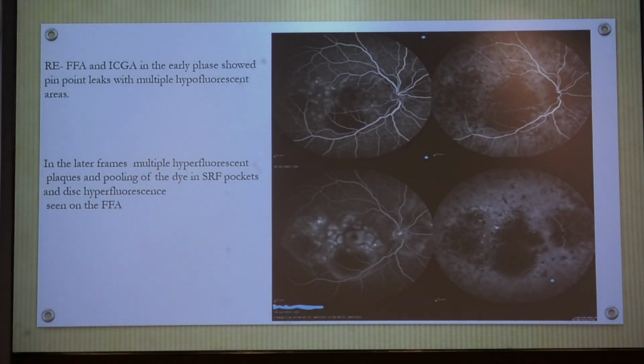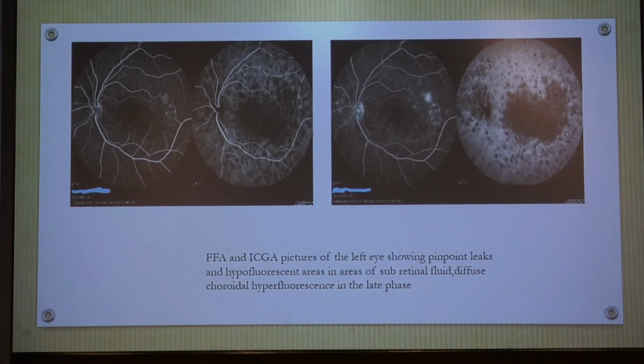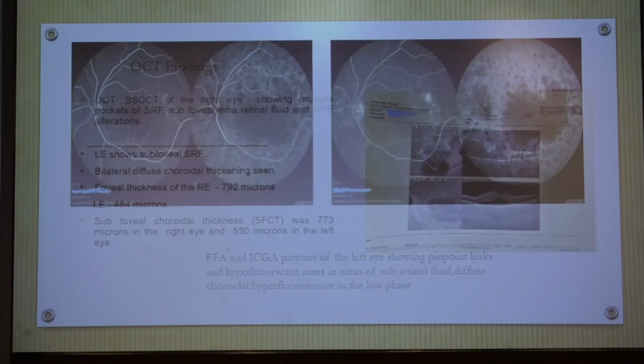FFA and ICGA in the early phase showed pinpoint leaks with multiple hyperfluorescent areas. In the later frames, multiple hyperfluorescent plaques and pooling of the dye were seen in the SRF pockets, and disc hyperfluorescence was seen on the FFA. This is a left eye picture showing pinpoint leaks and areas of hyperfluorescence in the areas of SRF and diffuse choroidal hyperfluorescence in the late phase.